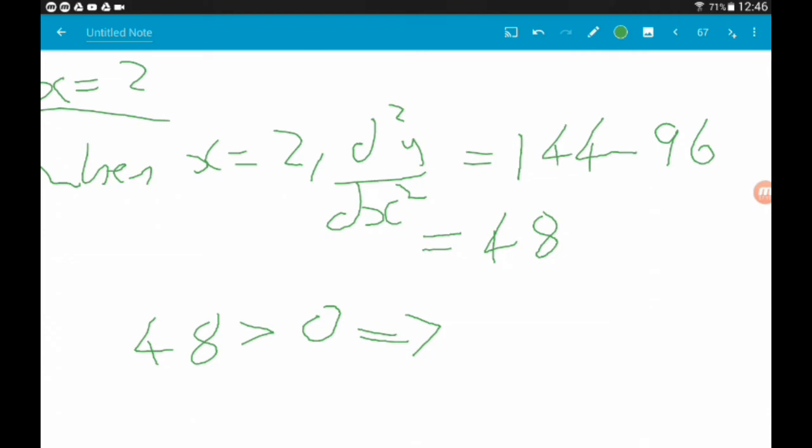So that tells us this stationary point 2, minus 19 is a minimum. So now, armed with this information, we can do a cheeky little sketch of the curve labelling the stationary points.